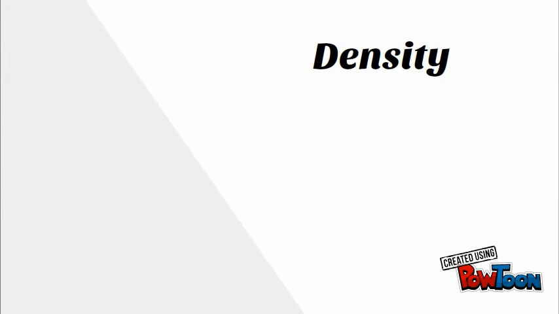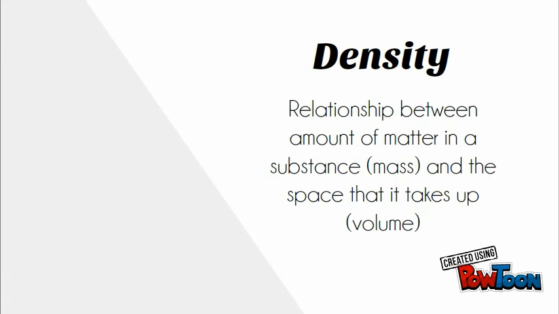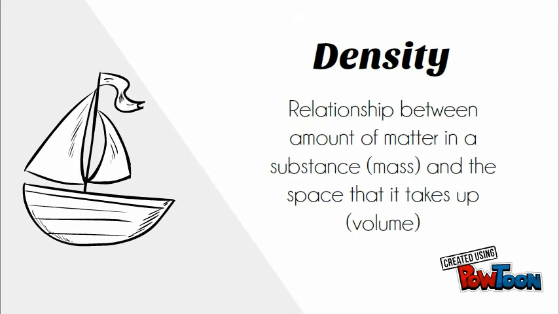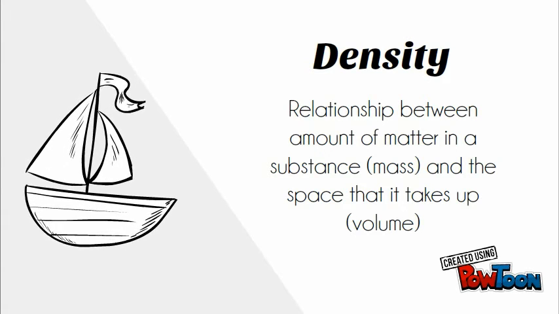Another physical property is the property of density, which is the relationship between mass and volume. An object which is less dense will float on one which is more dense. An example would be a boat or a raft, and also ice cubes floating on water.